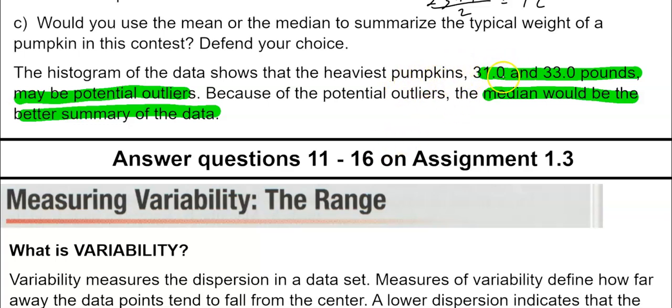Notice I had to address the fact that I do have potential outliers. That is my skew. You have to say why you're going to use the median and then state that the median is used. You could flip that around. You could say use the median because the histogram shows that my data is skewed to the right, and then I would say because of the 31 and 33 pound pumpkins, and go from there.